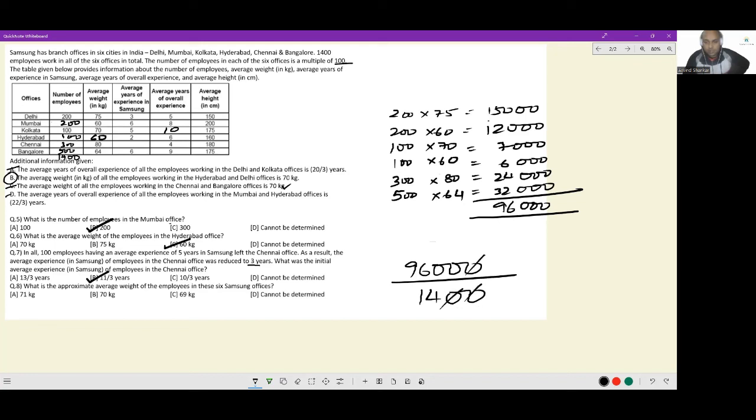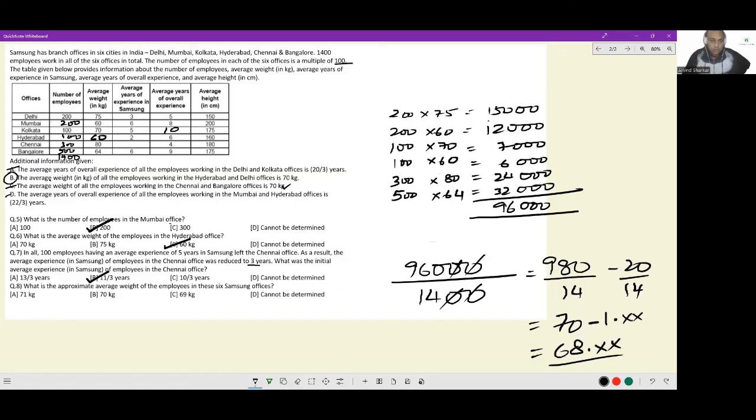So cancel, cancel. So now I know 980 by 14 minus 20 by 14. So this will be 70 minus 1 point something, so my final answer has to be 68 point something. So the approximate average weight of the employees in these six Samsung offices, among the available options, we'll mark 69 kg as the nearest one because approximate was asked. And that is the entirety of this set. Fairly straightforward. You simply have to fill in the numbers based on the instructions given.